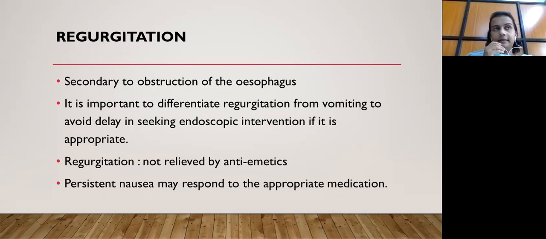The disadvantage is that sometimes the symptom is not relieved by antiemetics. Even if you give antiemetics, the symptom might not be relieved. Persistent nausea can respond to appropriate medication, but the physical symptom of regurgitation might not be relieved by antiemetics.